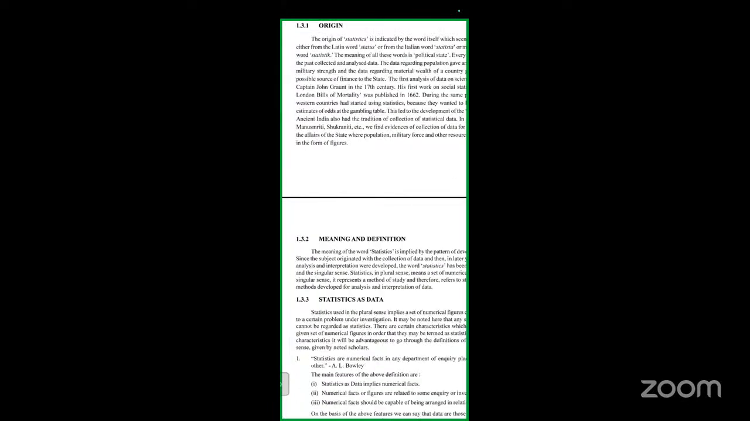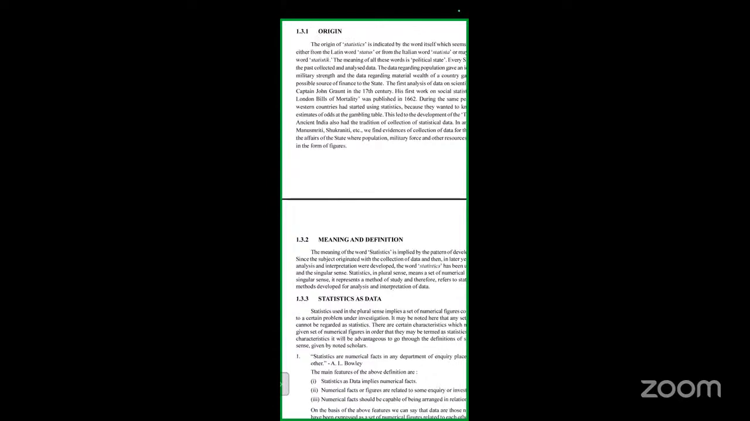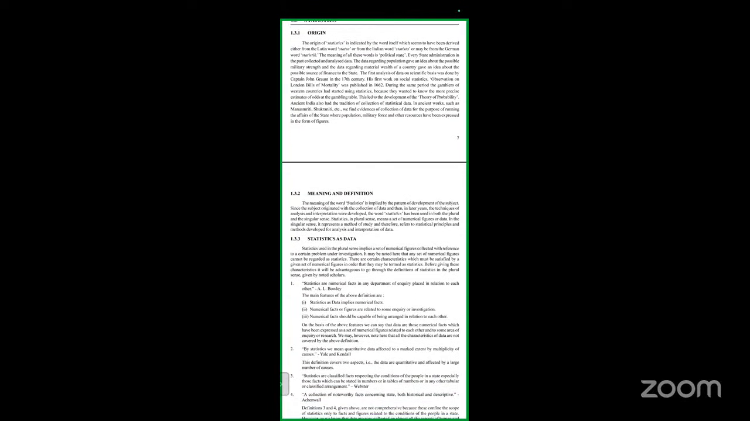In ancient works such as the Manusmriti and Shukraniti, they collected data. We find evidence of the collection of data for the purpose of running the affairs of the state, where population, military force, and other resources have been expressed in the form of figures.